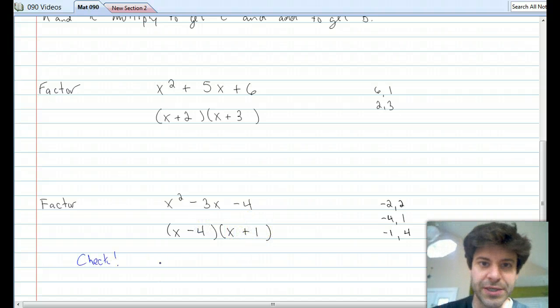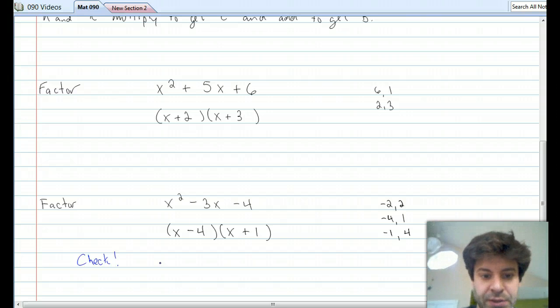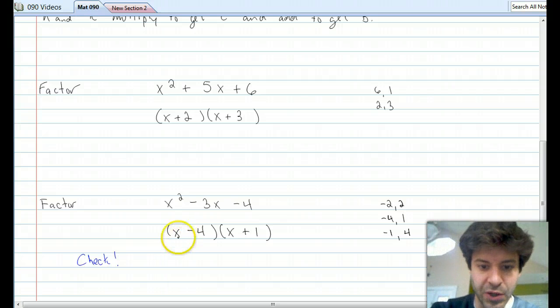Now we don't want to lose track of what we're doing here. It might just seem like a number game that we have to play, but we don't want to forget that what we're doing is really the opposite of what we called FOILing in the previous videos. So what we should probably do every once in a while is check this and make sure that it works.